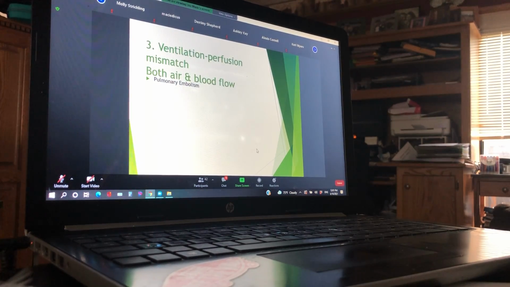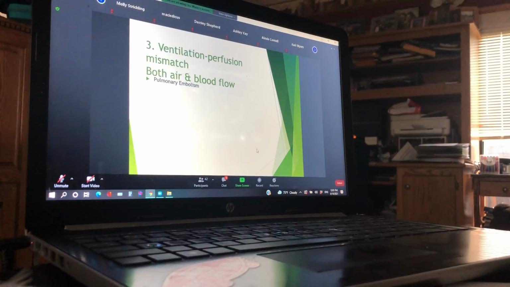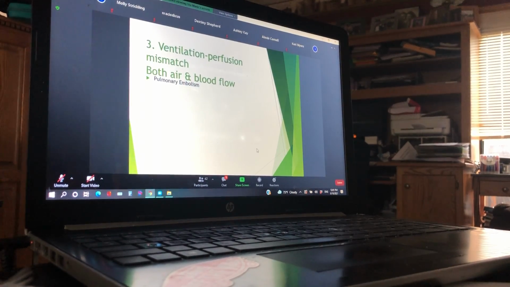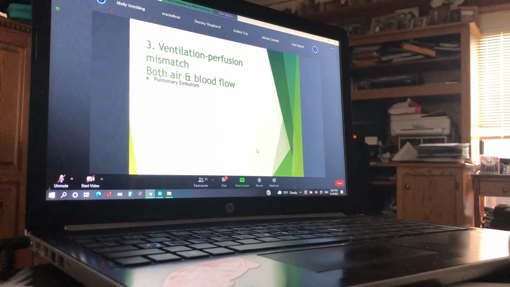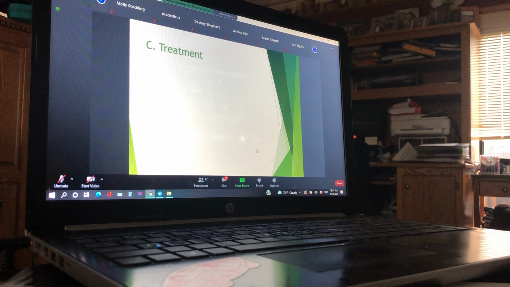And then the last one, and I think in your new book they put this under the blood flow portion, but when you have a ventilation perfusion mismatch from like a pulmonary embolism, it does affect both airflow and blood flow. So it's like a combination of both. Regardless of whatever is causing the problem, it always leads to hypoxemia.